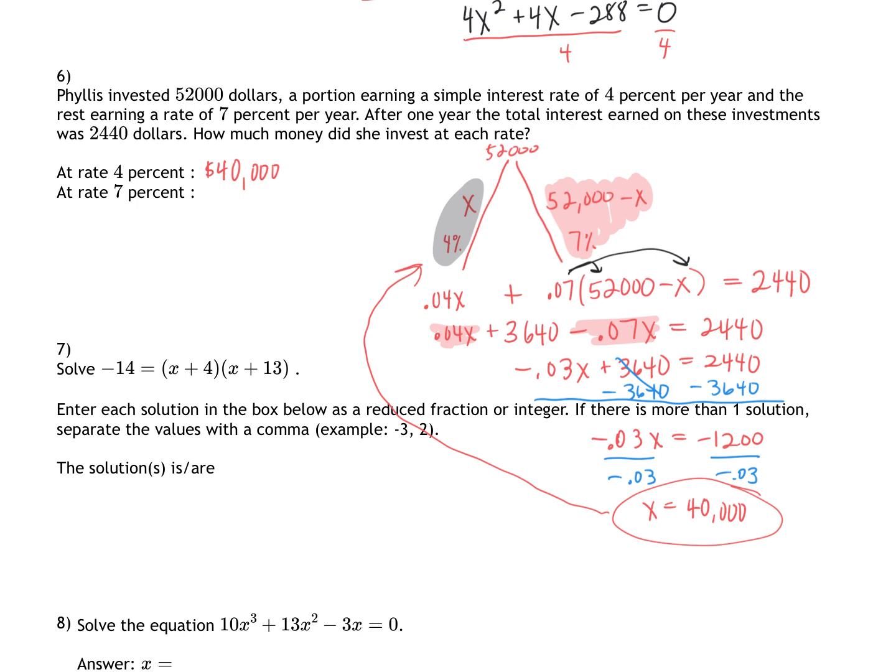To find the amount I invested at 7%, I would simply plug 40,000 in on the other side, and I would see that I would get 12,000. So 12,000 is invested at 7%. So hopefully this organization method may help you for these type of problems.